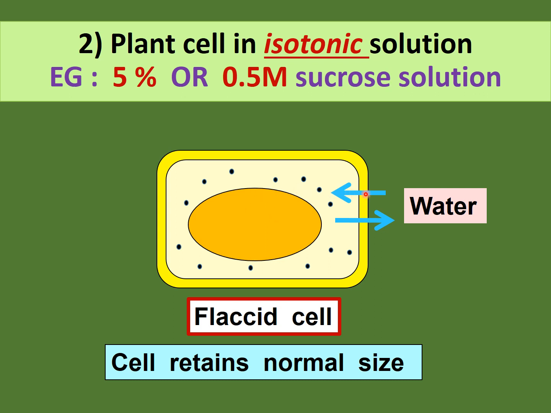Water will diffuse in and out of the cell at equal rates. Thus, there is no net movement of water through the plasma membrane, and the cell neither gains nor loses water. Thus, the cell retains its normal size, and we say that the cell is flaccid. It is not turgid. Turgid means that there is a net gain of water, and this causes turgor pressure to be produced so that the cell is firmer. In this case, the cell is not as firm as the cell in the hypotonic solution. So for isotonic solution, the cell is flaccid. It doesn't give as much support as a turgid cell.